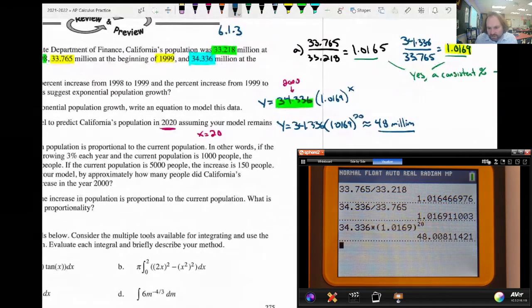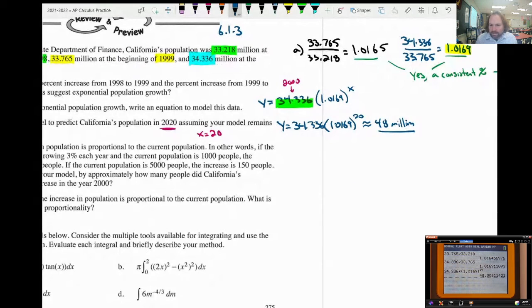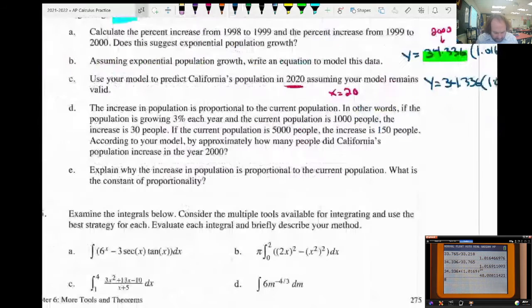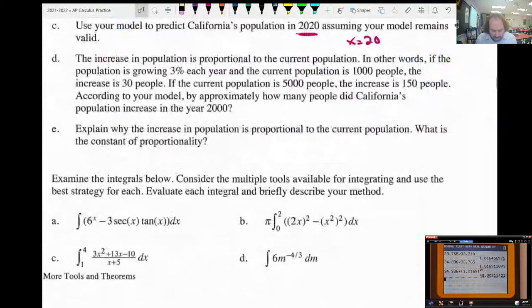It's going to change a little bit depending on what year you're choosing because that also affects which multiplier you're using. So question D, here's where it gets to be a calculus question. The increase in population is proportional to the current population. In other words, if the population is growing by 3% each year and the current population is 1,000 people, the increase is 30 people. If the current population is 5,000 people, the increase is 150. According to our model, by approximately how many people did the population increase in the year 2000?